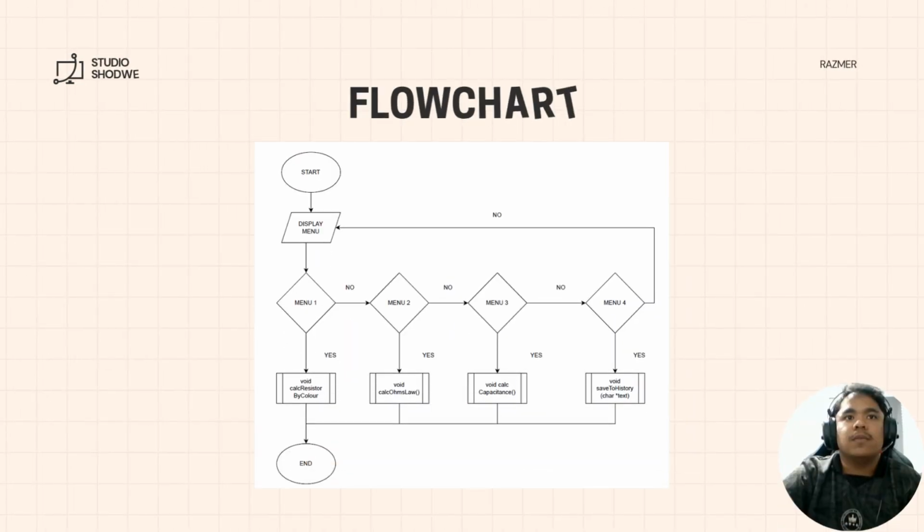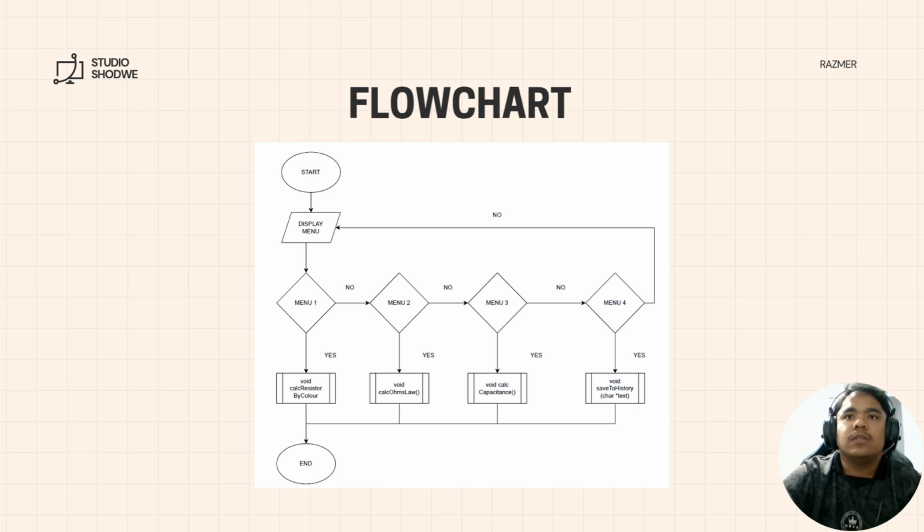Okay, this flowchart shows the overall structure of a program that starts by displaying a main menu with different options. The user can choose to calculate resistor value by color code, apply Ohm's law, calculate total capacitance, or save text to a history file. Based on the user selection, the program checks each option one by one.